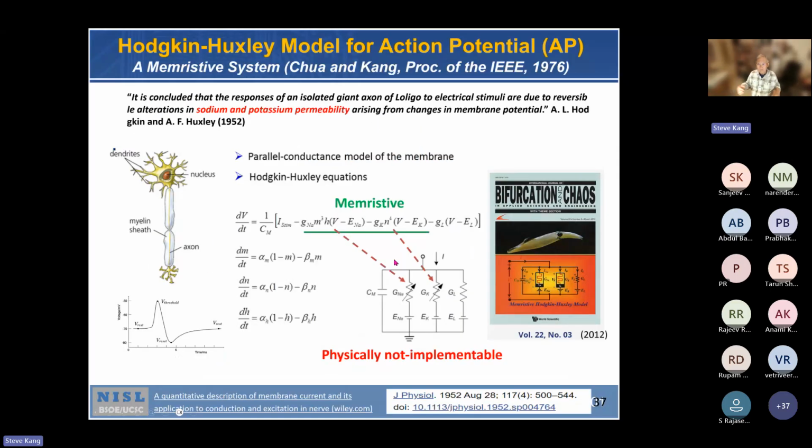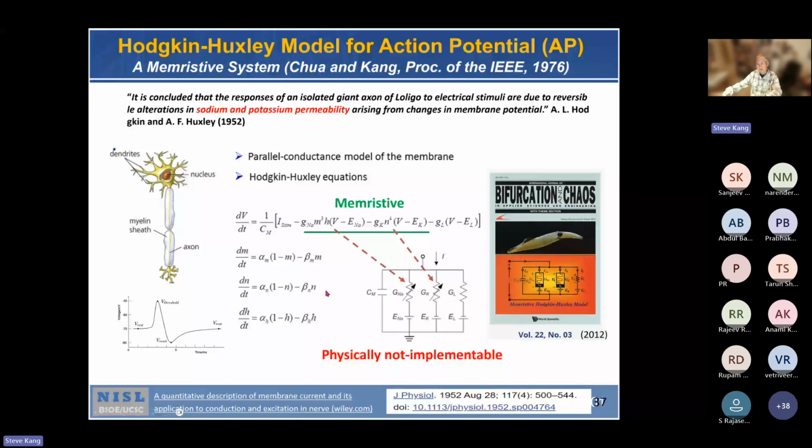Now, the next topic is, can we build a brain-scale neuronal network? So this is the Hodgkin-Huxley model that generates action potential. I told you in the first lecture, or second lecture, that we identified this sodium channel, potassium channel back in 1976 as memristive.